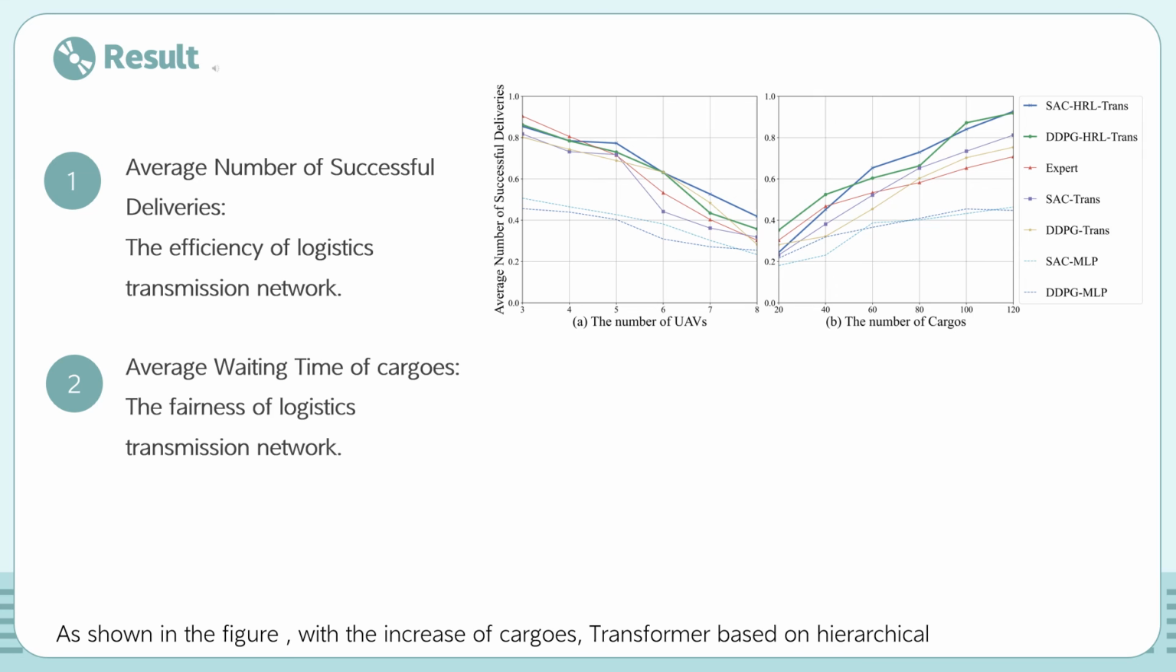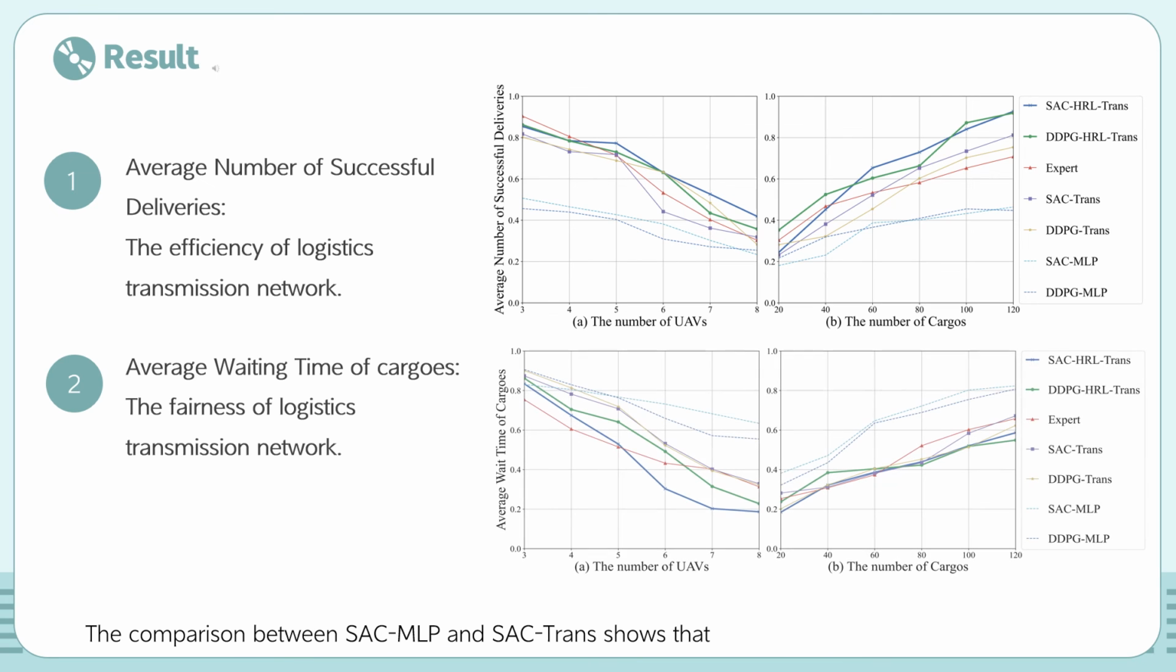As shown in the figure, with the increase of cargoes, the transformer based on hierarchical reinforcement learning yields a better result. SAC HR Trans has an efficiency improvement of 18%. The comparison between SAC MLP and SAC Trans shows that with the increase of cargo quantity, the UAV strategy network based on transformer architecture is more inclined to choose cargoes with a longer waiting time, thus improving the fairness of the air logistics network.